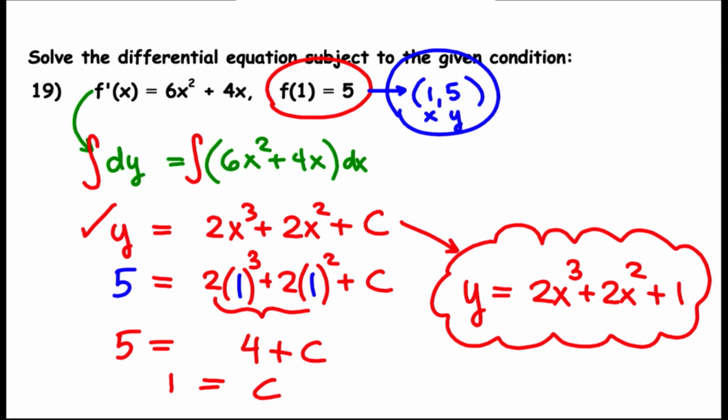All right, let's check it. Is its derivative what it should be? In other words, is the derivative 6x squared plus 4x? I think you can plainly see that it is, so you can check that box off. Does it go through the point (1, 5)? If you plug a 1 in, yeah, you're going to have 2 plus 2 plus 1. That is 5, so our answer has been confirmed.